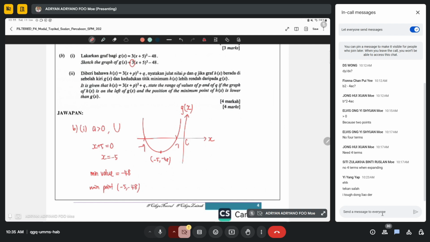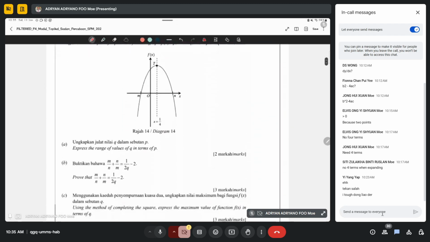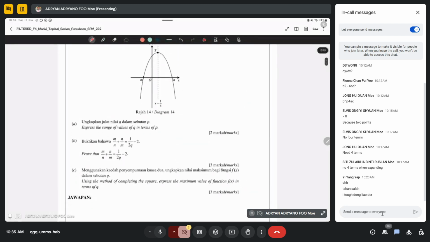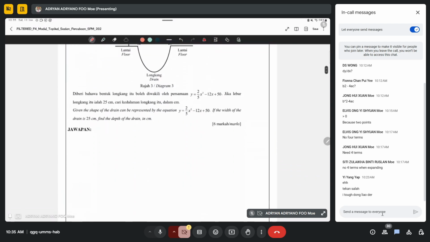How to determine the minimum or maximum point? Vertex form. Okay? A few questions we probably won't have time for, so you can try on your own. Alright, let's see this one. I think this one. Okay.